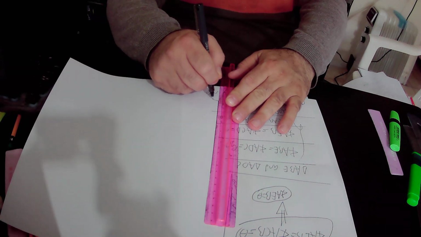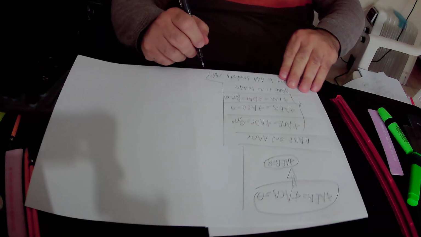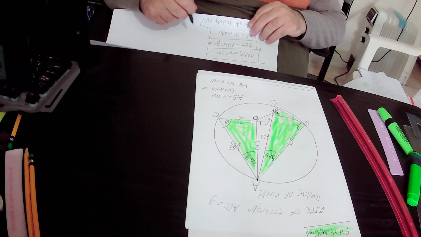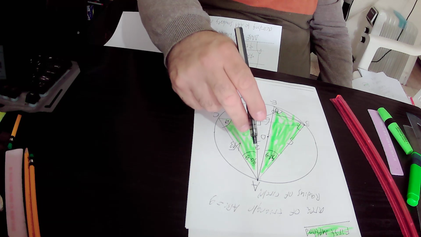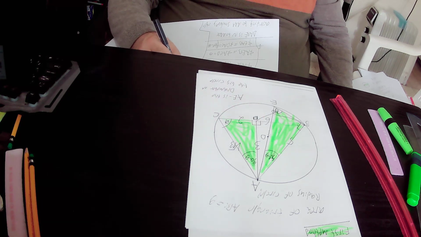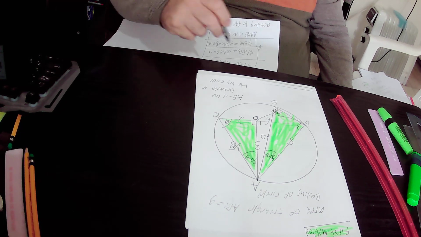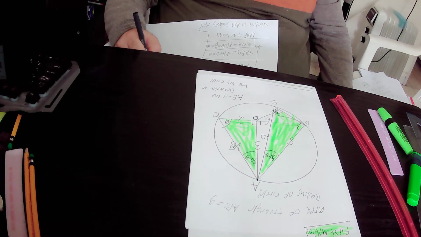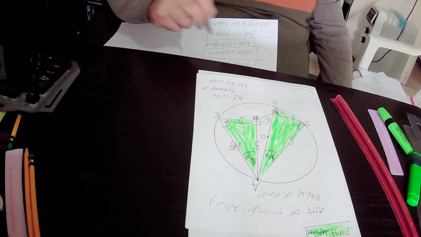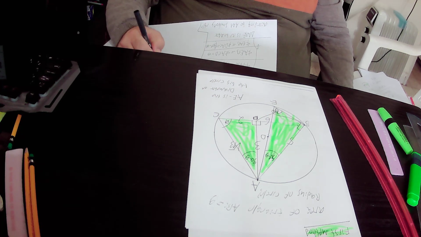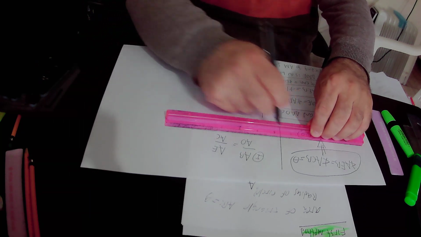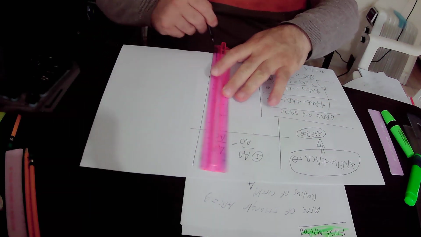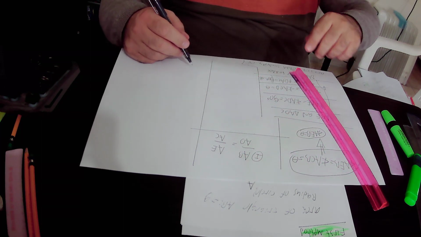And from the fact that the two green triangles are similar to each other, we conclude that the following equation is true: AB over AD equals AE over AC. I repeat again, from the fact that the two green triangles are similar to each other, we conclude that AB over AD equals AE over AC.